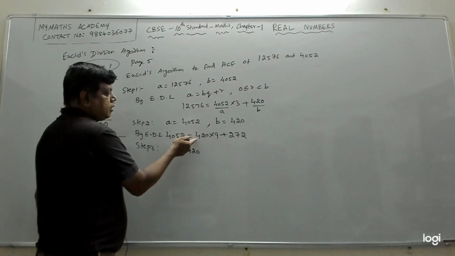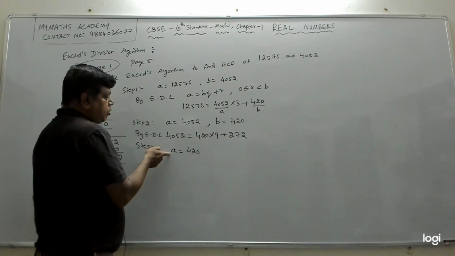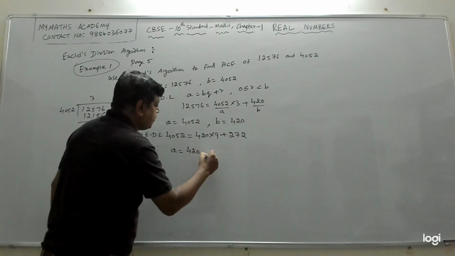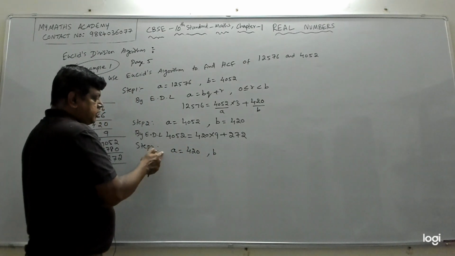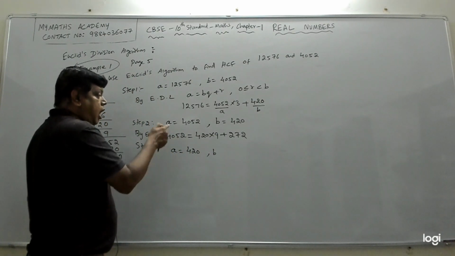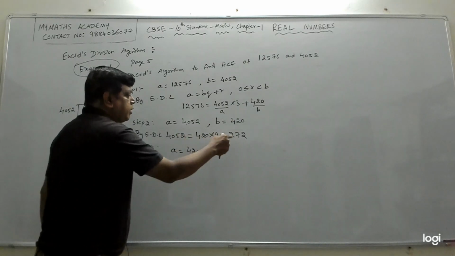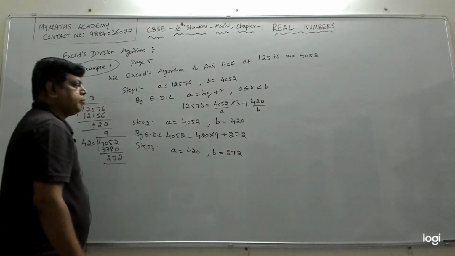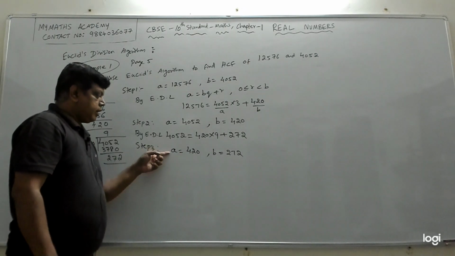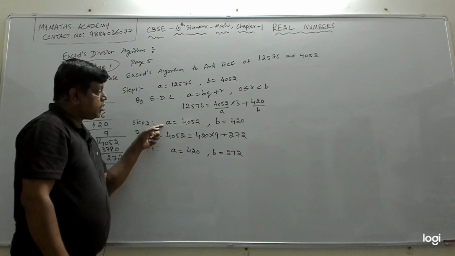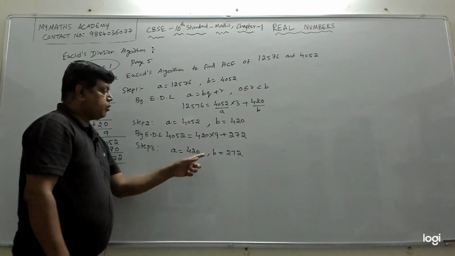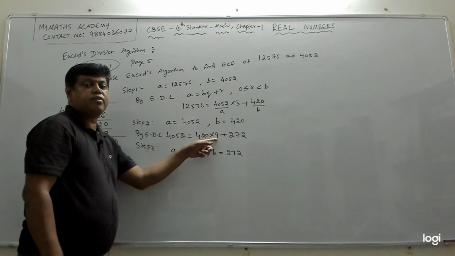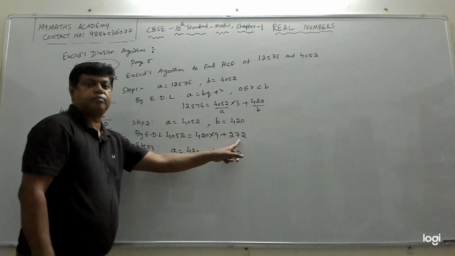In this step, A will be equal to the B of the previous step, and your B will be the R of the previous step. What is R? Remainder 272. So that will become B in the next step, 272. Clear? So your A in this current step is equal to the B of the previous step, and your B of this step will be equal to R of the previous step. R is the remainder. This one, this is R.